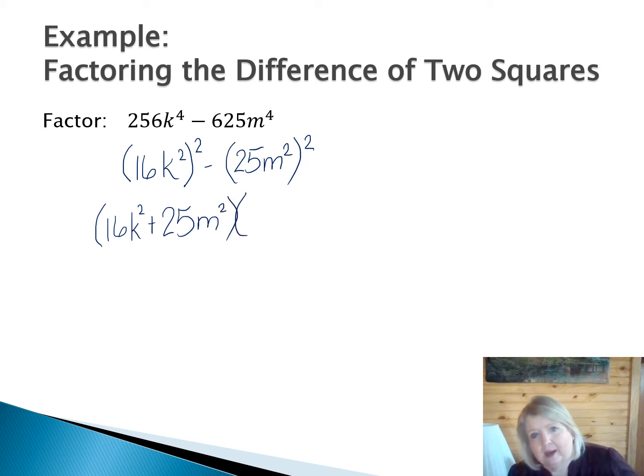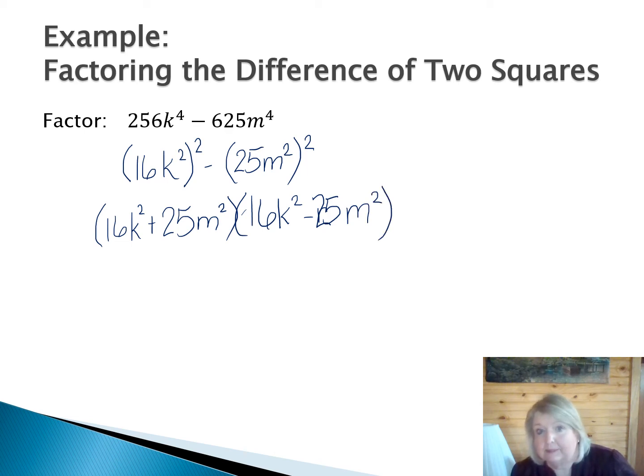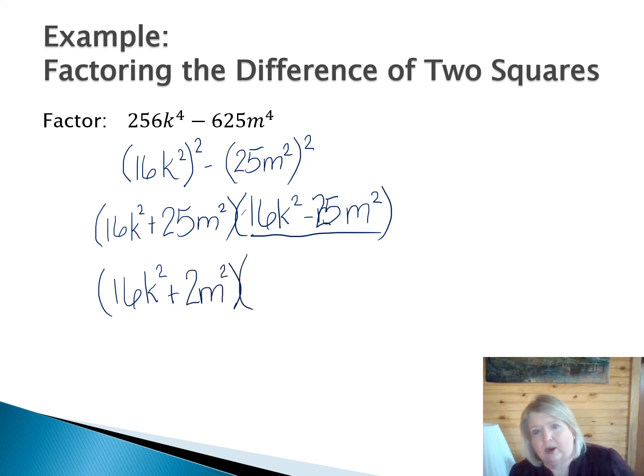Okay? Now, here's a problem. What if I stop right here? Oops, forgot my 25. What if I stop right here? I have not factored completely. I have factored, but I have not factored completely. Why not? I still have the difference of squares. And if you can leave this line out, leave this line out. If you cannot leave it out and get it right, then by all means, write it.